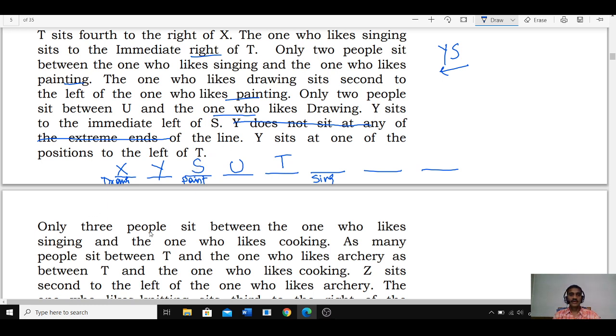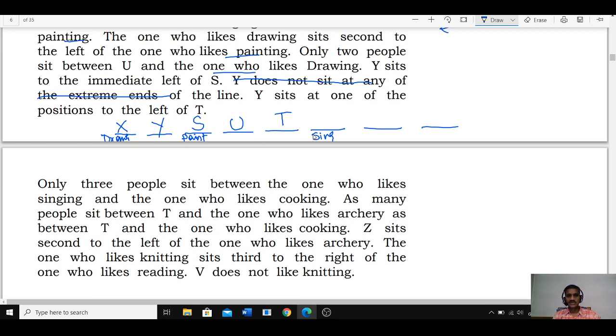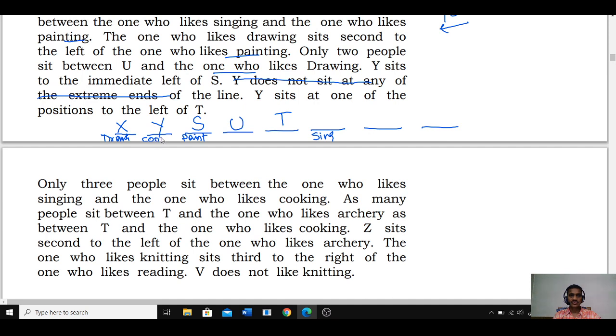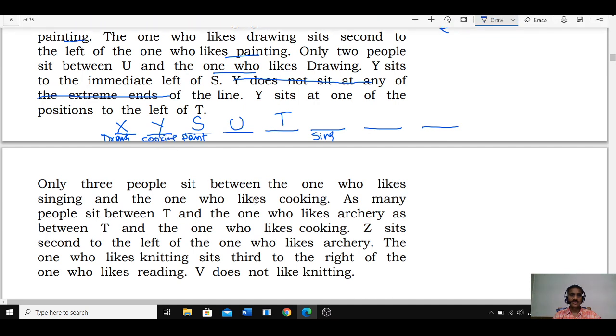Clear now? And only 3 people between the one who likes singing and cooking. Singing and cooking, 3 people, 1, 2, 3. Hence this Y is cooking. Singing and cooking, there must be exactly that. As many people sit between T and archery as between T and cooking. Now between T and cooking 2 people, T and archery 2 people, hence archery must be here.